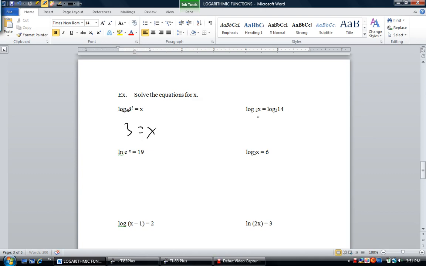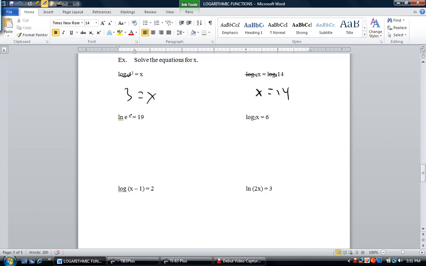That's simple enough. Now look at this one. Both of these have the same log base 2, so they cancel out in a certain sense. They really don't, but we can say they do. That means we're left with x equals 14. That's simple enough, isn't it?